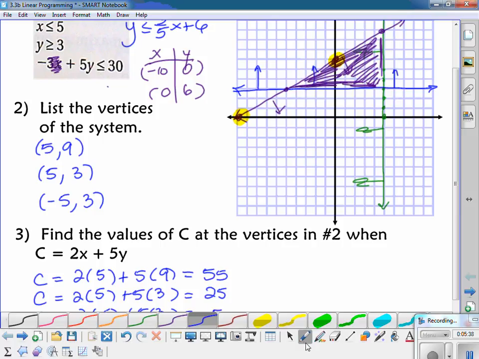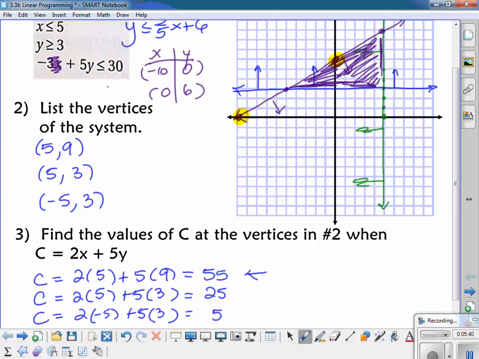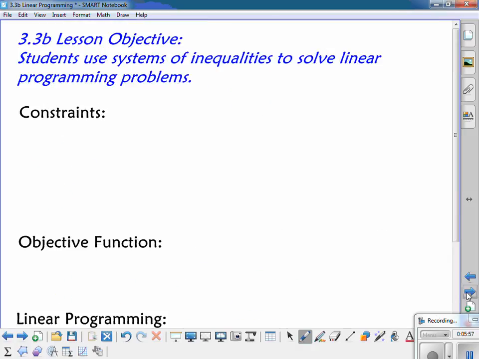Okay, so this ends up being your maximum, right? And this is your minimum. You guys just did linear programming. Okay? So that's what you guys were supposed to read about last night and take notes on. And so let's talk about the vocabulary that goes with it. You should already have something down in your notes for vocabulary.